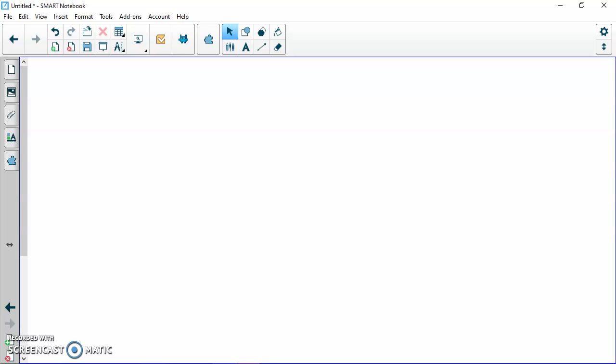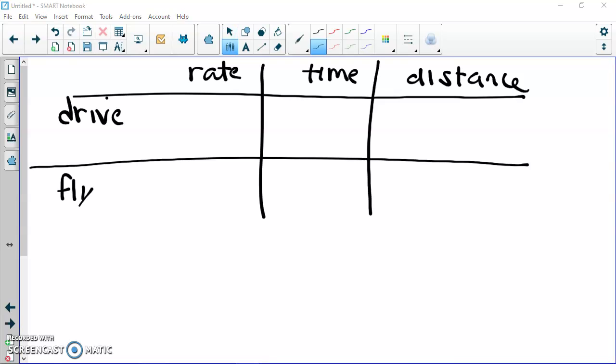Alright, so 4A. Maria drove 2 hours to the airport, then flew, and the average speed of the plane was 3 times the average speed traveled to the airport, and she traveled a total distance of 1,120 kilometers. What was the average speed? So we are going to set up distance, rate, and time. So set up your chart with distance, rate, and time. I always set my chart up like this.